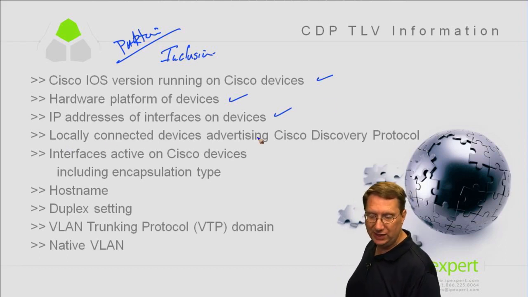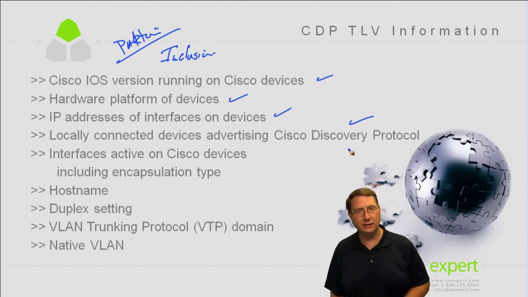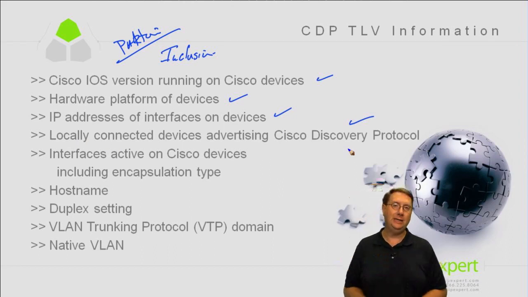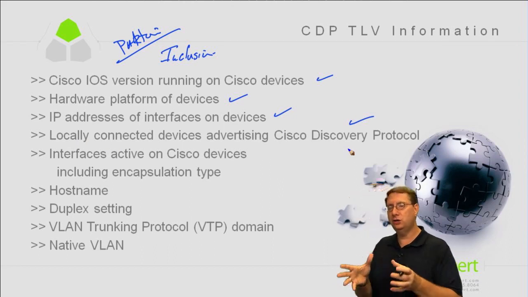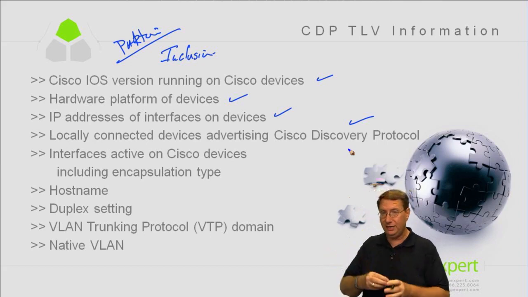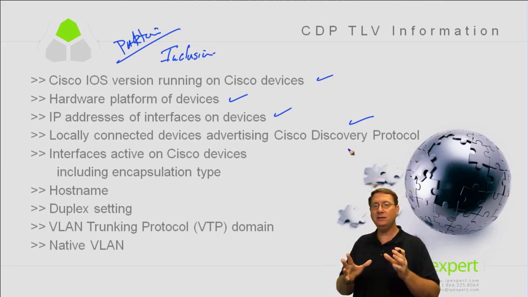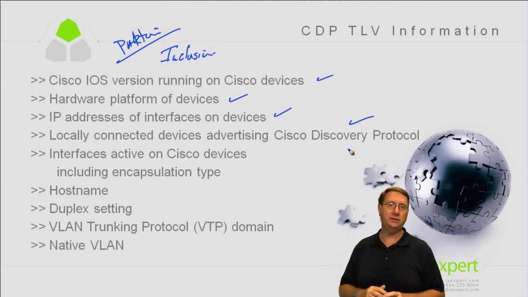Now the other part of this is that it's going to give me all of my locally connected devices that are running CDP. Because what we're going to find here is that the moment CDP is enabled, and it's on by default to be perfectly honest, the moment it starts running, it's going to be listening to a particular MAC address, and it's going to be sending information to a particular MAC address.